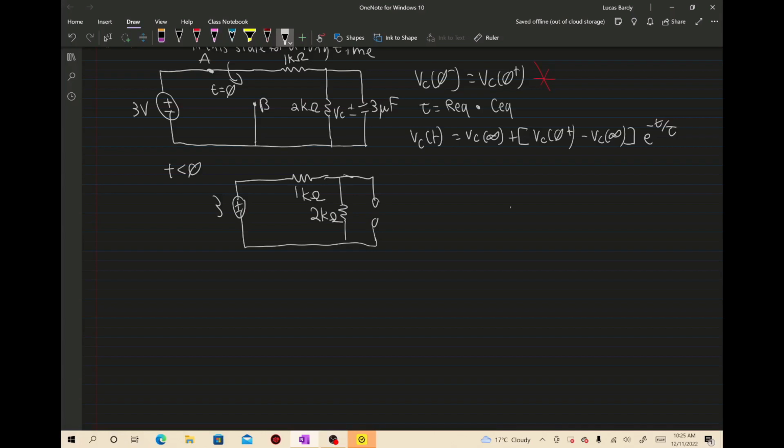So to find Vc of 0 minus, what we actually need to do is find the voltage across this resistor, because these two are in parallel. And if you're curious why, we can just find this voltage for an open circuit.